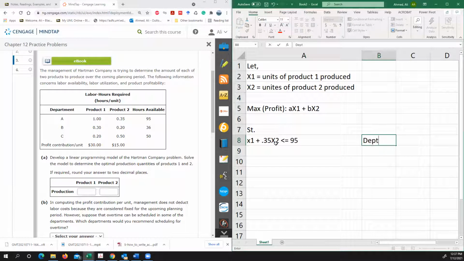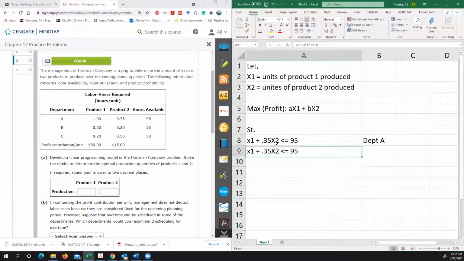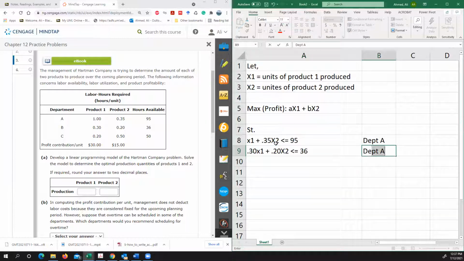I can put here department A. Another constraint here is X2. Sorry, I will put here 0.30 X1, 0.20 of X2, and this has to be less than equal to 36. And this is for department B. So these are the constraints on production of each department.